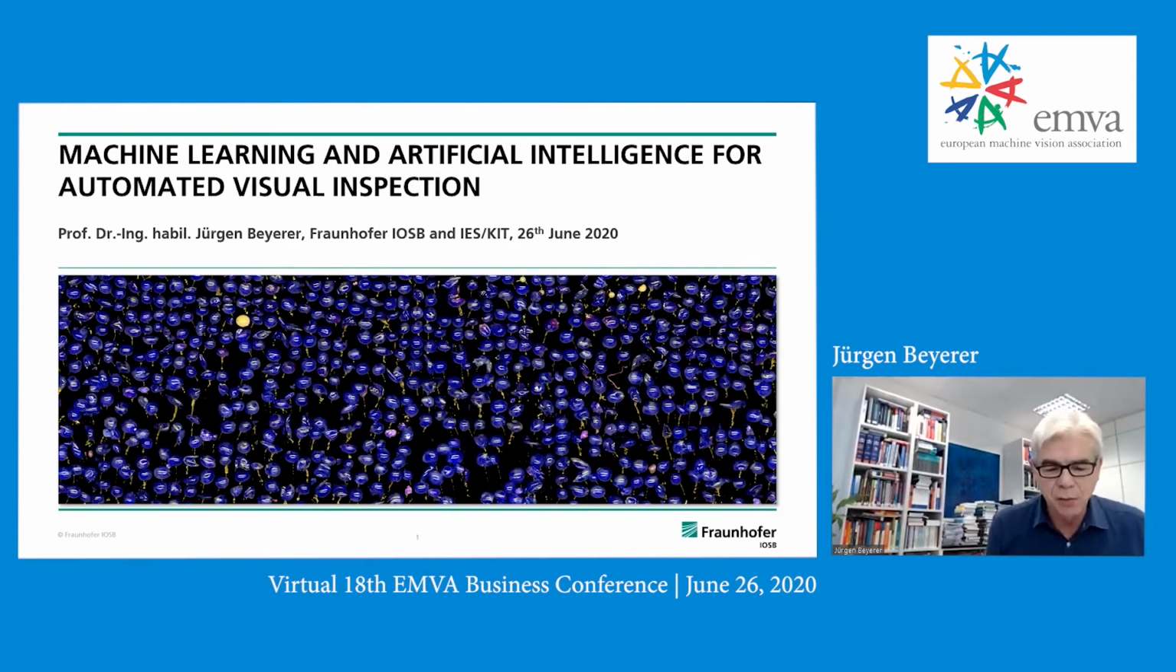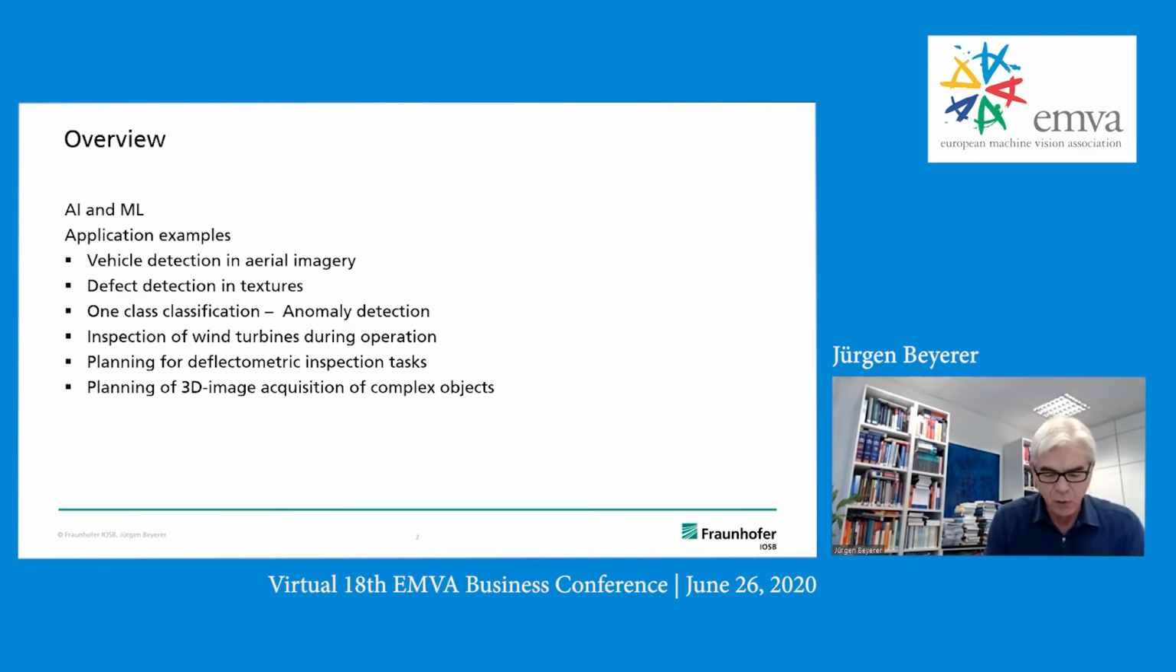Today I would like to tell you something about machine learning and artificial intelligence for augmented visual inspection. At first I will give you an overview. I will say some words about the role of machine learning with respect to the hype about artificial intelligence. And then I will discuss along some examples how methods of AI can be utilized in image processing and automated visual inspection.